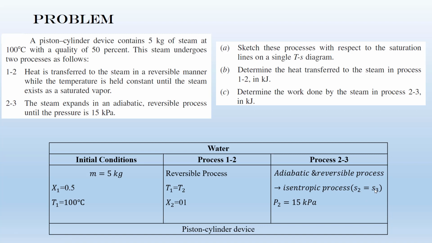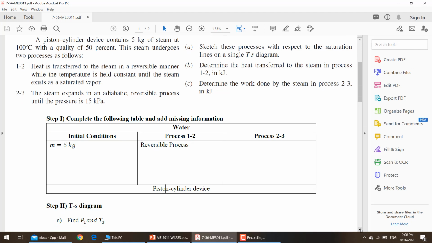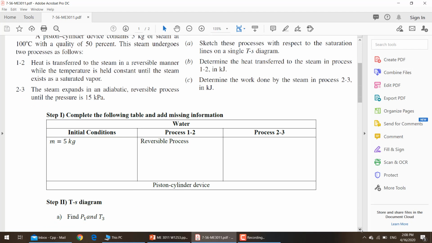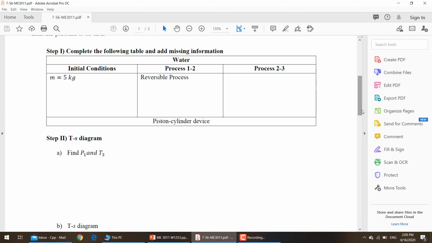So the entropy is constant, and then we have P3, correct? P3 equals 15 kilopascal. Now, to plot the TS diagram, let's go back to this. To plot the TS diagram, you need to have temperatures and also the pressures. So you have P3. What we need to do is find P1 and also T3. Please spend 2 minutes, pause this video, and find P1 and T3, and then you can plot the TS diagram.